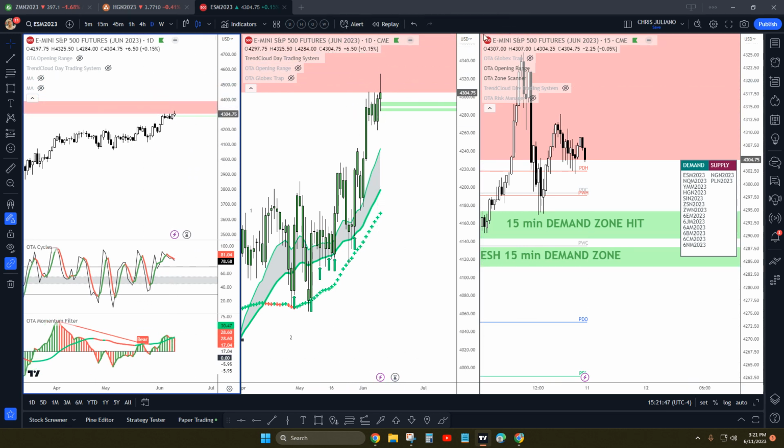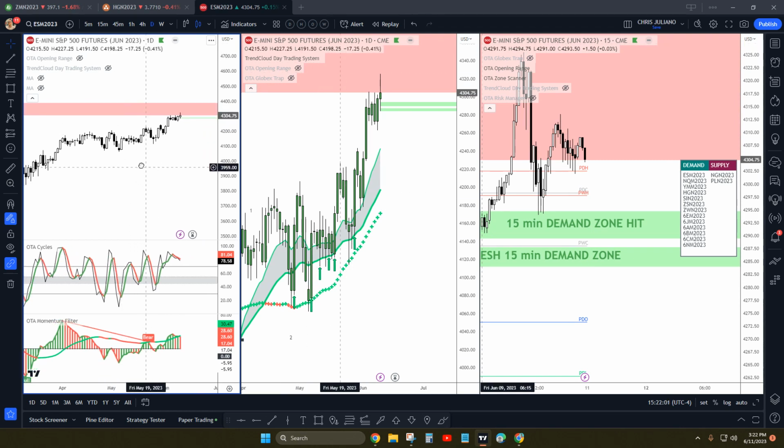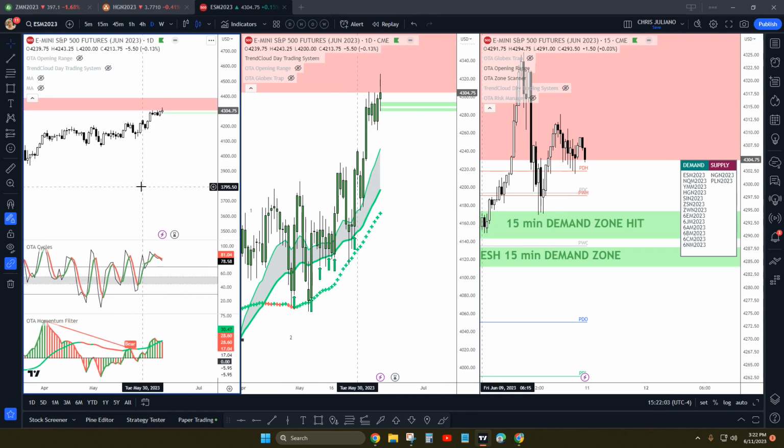Let's get rid of that for now. The weekly supply zone or weekly curve. So we are actually right in there. We're right in that weekly curve, which is a very strong supply zone on the daily chart.